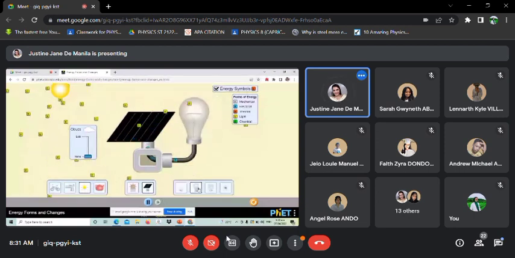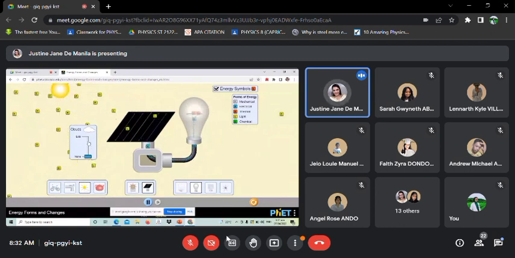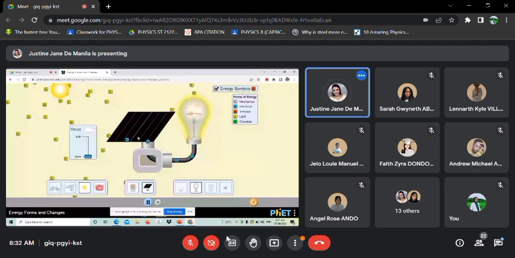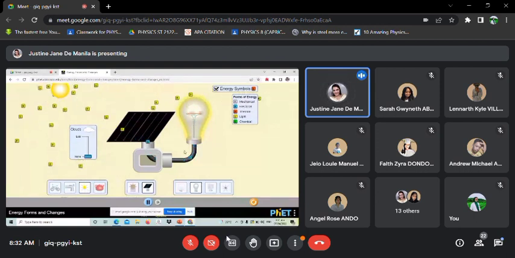Okay. So, as you can see, class, the light energy is converted into electrical energy in the solar panel. Then, after that, it is converted into light energy in the light bulb. Then, after a couple of hours, the light bulb produces heat, which is called thermal energy.